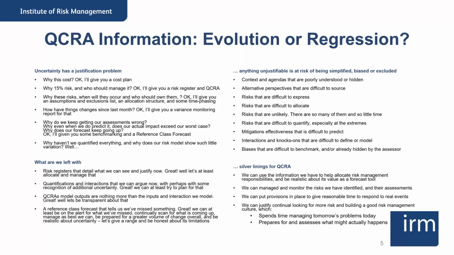In terms of quantification and uncertainty, we know that there is additional uncertainty, but we can plan for that. And as Matt said, with our models, it's garbage in, garbage out. Our model outputs are no more than what we put in the model. So let's be transparent about it.